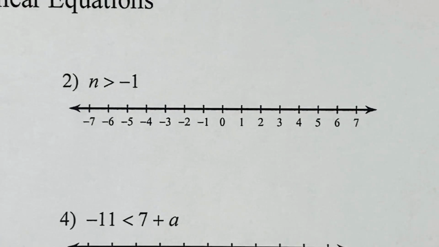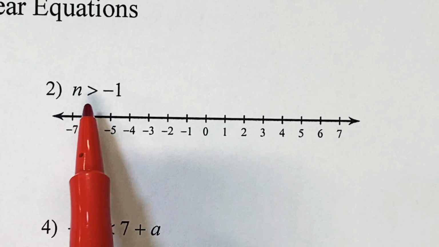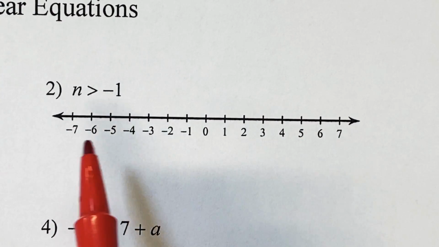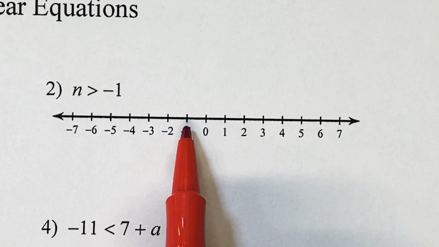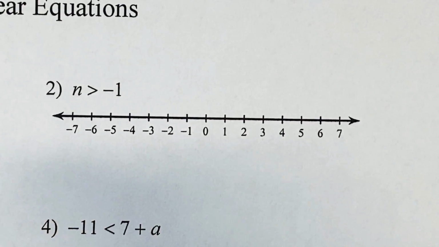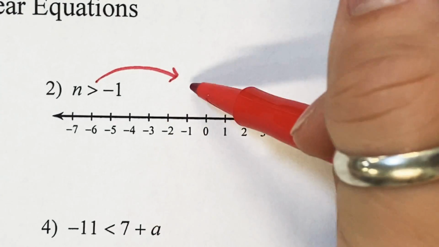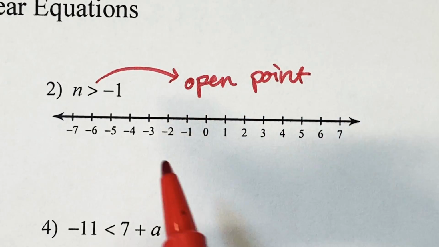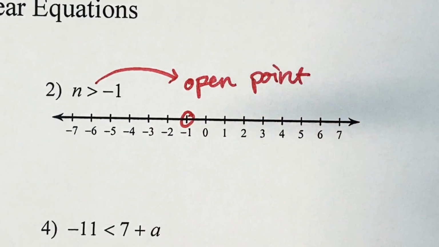Okay, let's look at number 2. Number 2 is saying n is greater than -1. First thing, what number on our number line are we going to put a point? It's at -1, so I know I'm going to put a point right there at -1. But now I need to ask myself, is this going to be an open or a closed point? Looking at that sign, it's going to be an open point, because there's no "or equal to." There's no line underneath. So we're going to put an open point at -1.